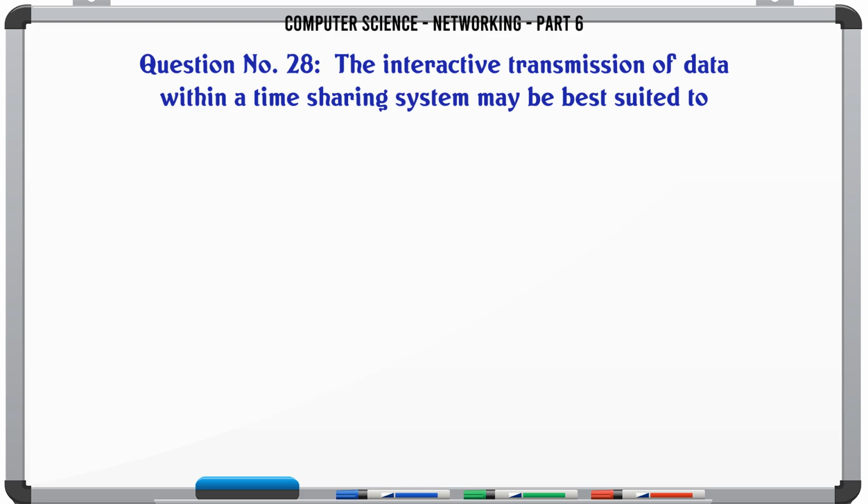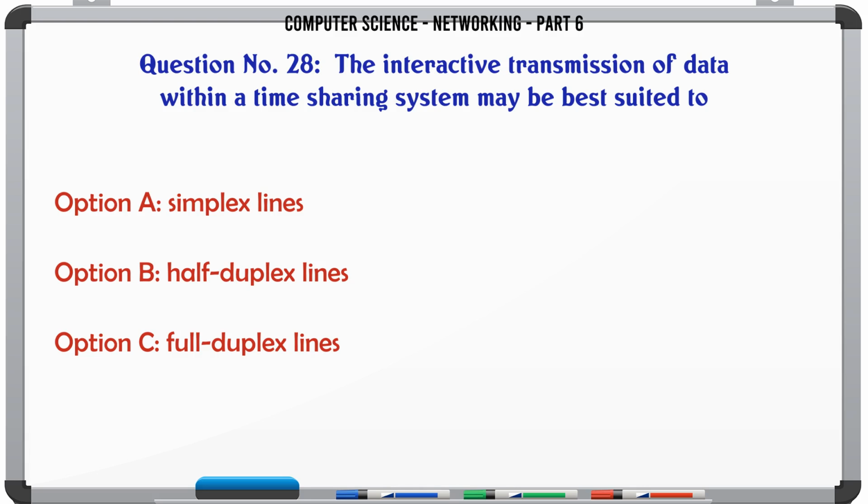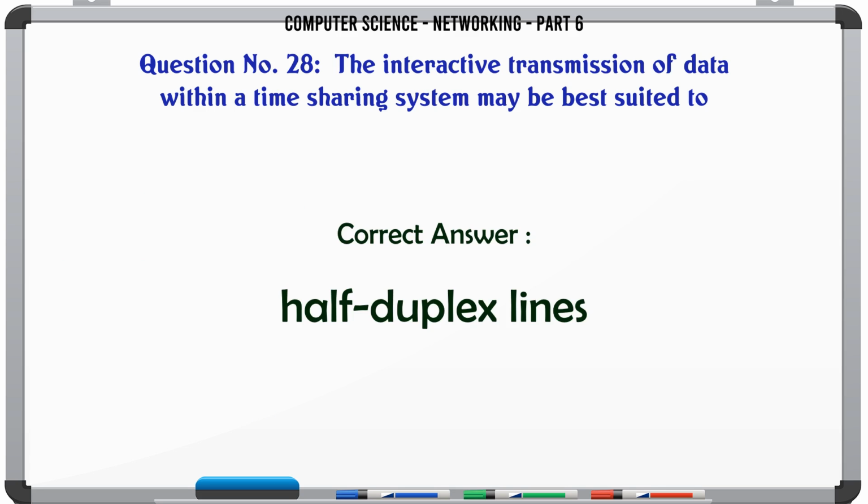The interactive transmission of data within a time-sharing system may be best suited to A. Simplex lines. B. Half-duplex lines. C. Full-duplex lines. D. Biface line. The correct answer is half-duplex lines.